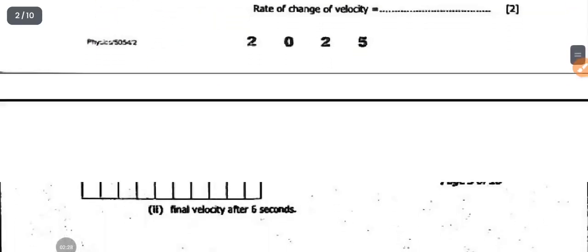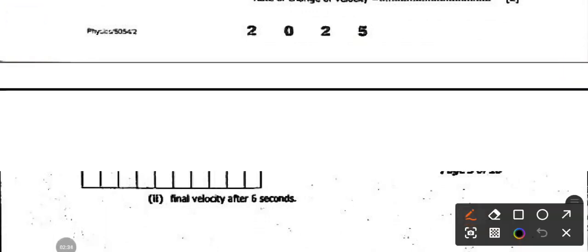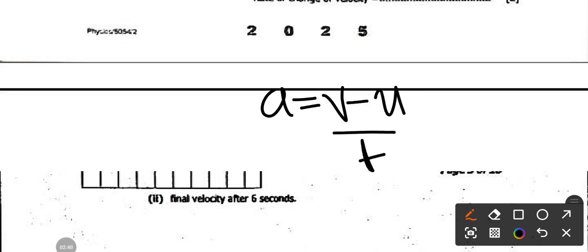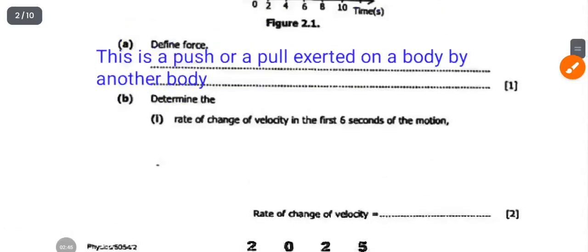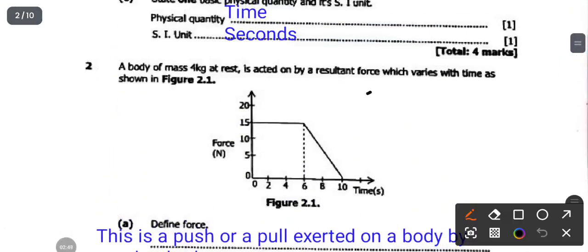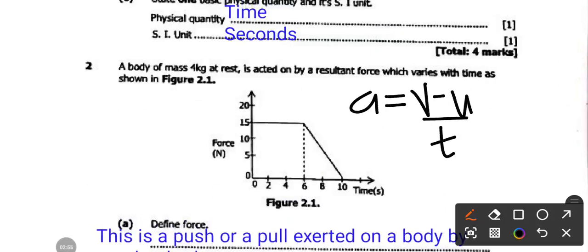Question B2. Find velocity after 6 seconds. We can use the formula here that says that acceleration is equal to v minus u over t. Alright, are we given all the information? Let's check from the graph. So we're saying that the formula to find the final velocity is this over t, where a is the acceleration. We already know this, we have calculated it. V is the final velocity, which we are yet to calculate. Then u means the initial velocity.